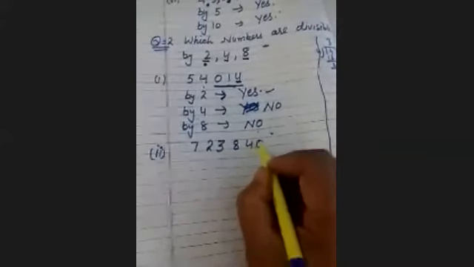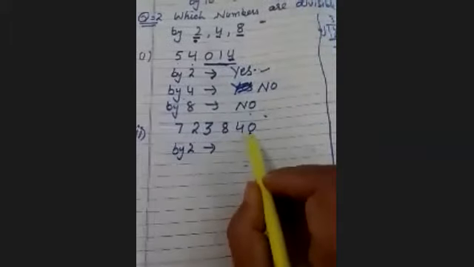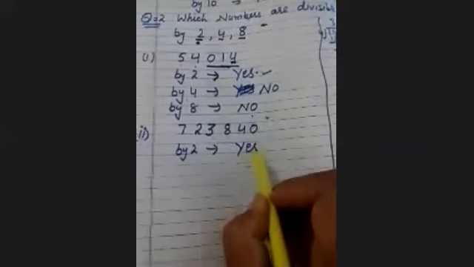Clear, students? Next is the second part. Now the number is 7,23,840. First we'll check divisibility by 2. For divisibility by 2, the last digit is 0. So it means this number is divisible by 2. Your answer is yes.